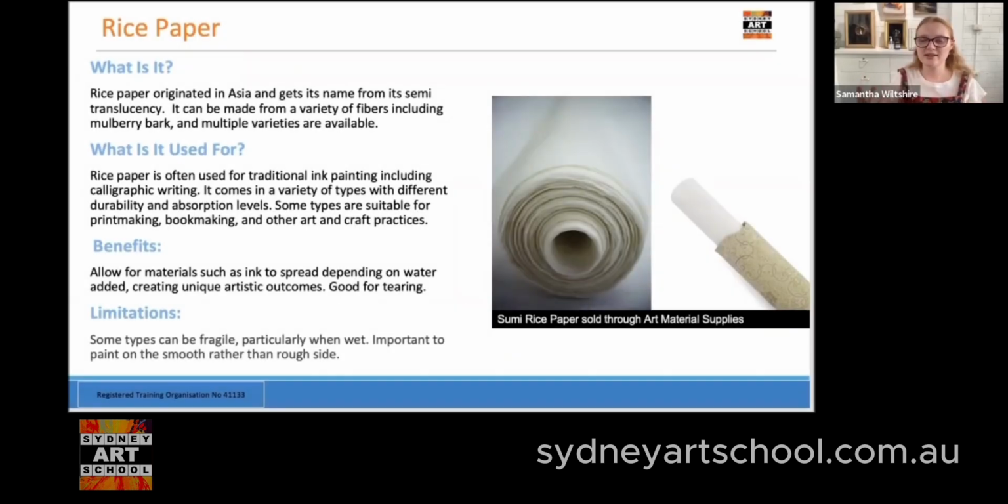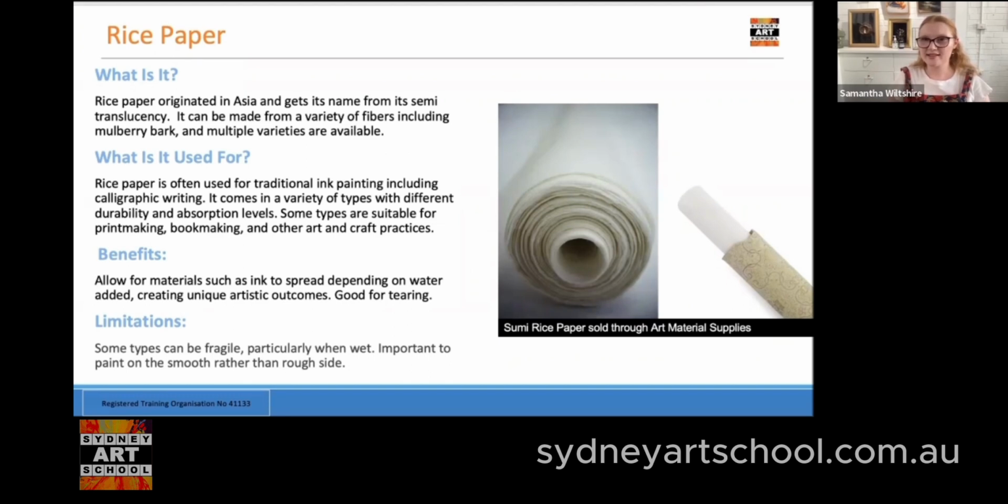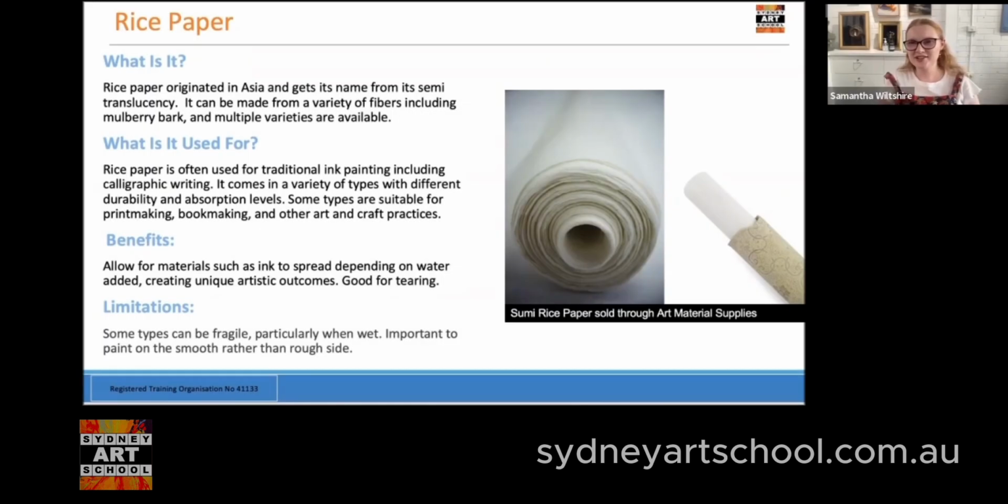They are also really good a lot of the time for tearing. So you will find that contemporary artists in particular really enjoy folding, tearing, scrunching, even sometimes sculpting with rice paper. Unfortunately, even though the tearability can be a great advantage for many people's practice, there is a limitation as well. And we do know that with rice paper, particularly when it's wet, it can be more prone to tearing accidentally. So we do need to be a little bit more cautious with it.